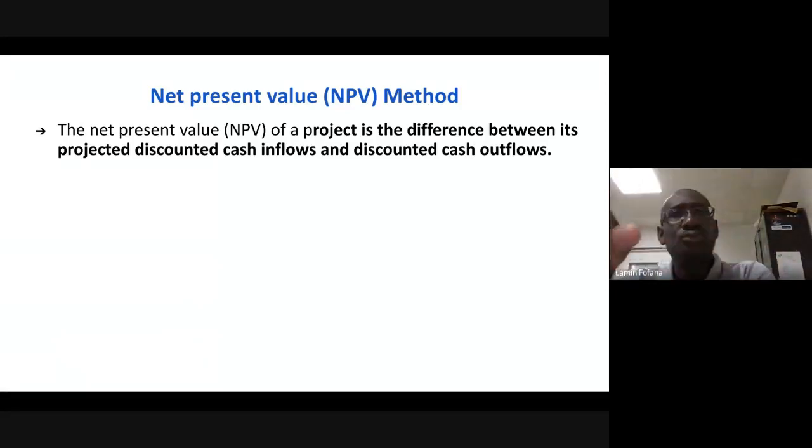the initial outflow will always be done today, which is never discounted, but there might be some cash expenses that may be incurred in the future. You have to discount all of them. And the revenue the investment is going to generate, if it relates to the future, you have to discount back to today's value, and then you compare the two and you see whether it is worthwhile to go for this investment. Simple. That's what the NPV does.